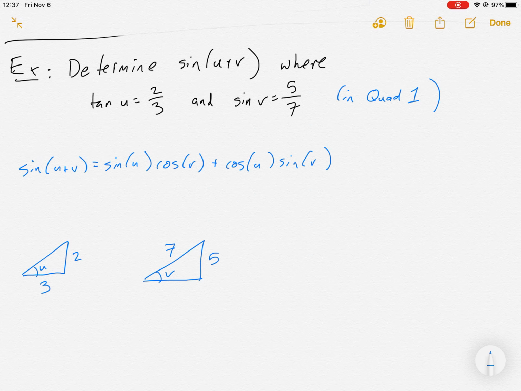So using the Pythagorean theorem, we have the square root of 9 plus 4 is 13. And then over here, we're going to end up with the square root of 24. So this is the square root of 7 squared, 49 minus 5 squared, 25. So we do in fact get 24. Okay, now here's the issue. Square root of 24 is perfectly reasonable. That is the actual answer.